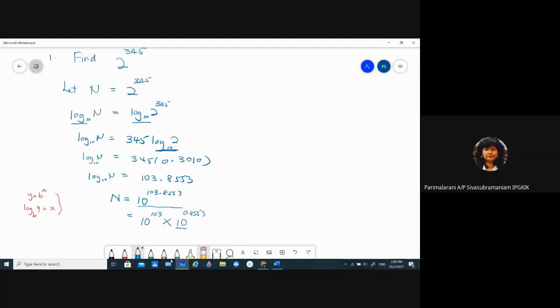Now you find using your calculator 10 to the power of 0.8553. What do you get? 7.1664. Whenever you use logarithm, we take at least 4 decimal places. So 7.1664, and we have this here, so times 10 to the power of 103. Okay, that's our answer. So when you get a question, these are calculations using logarithm.